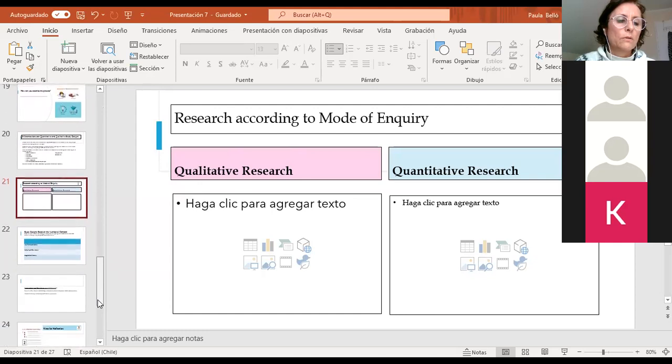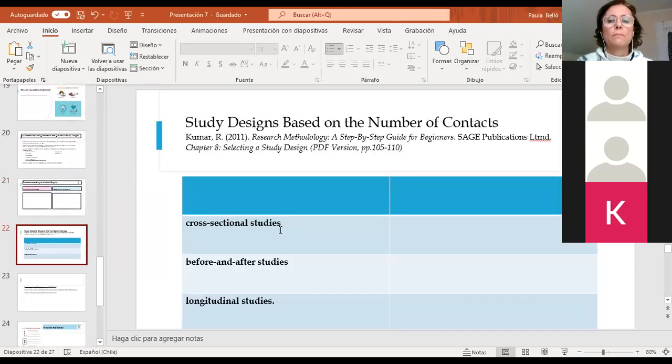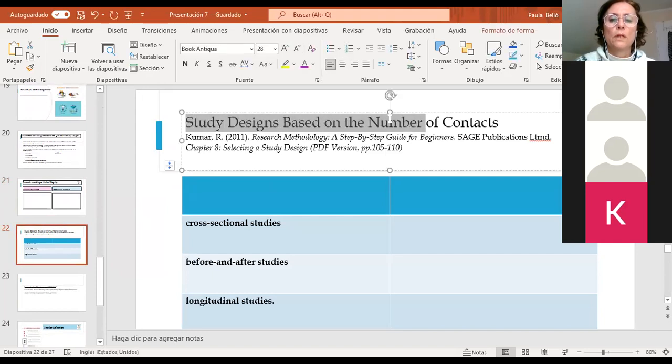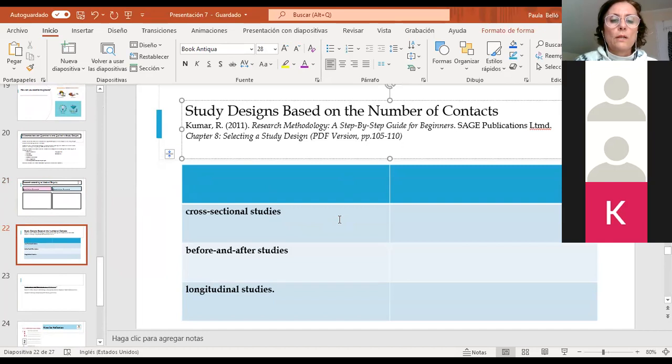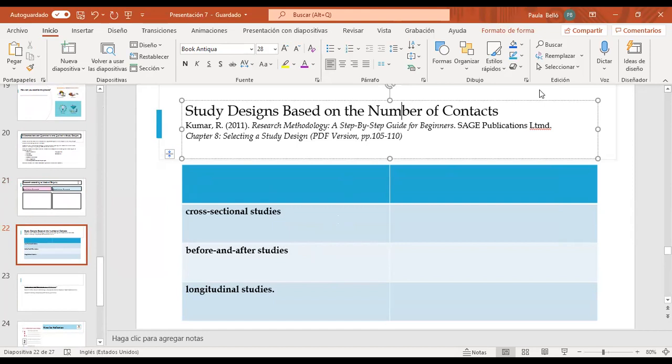What we can start next Wednesday is the study designs based on the number of contacts. Yes, and we have cross-sectional studies, before and after, and longitudinal studies. So it's another characteristic of research design, according to how many times we contact our participants. Longitudinal, what do you think by longitudinal? They are long, they are across time. Yes, so this is the same in Spanish. Estudios longitudinales means that the study lasts for a year, for example.